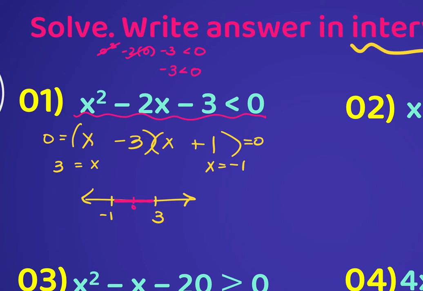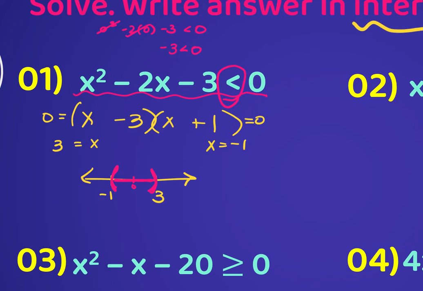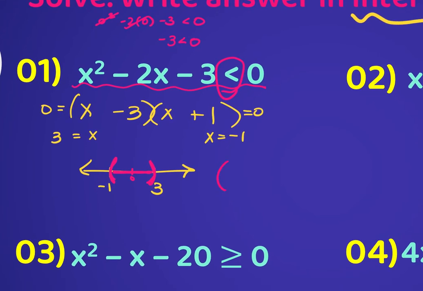And do I put a parentheses or a bracket on those points? A parentheses because this is not or equal to. So my parentheses point in. I'd get from -1 to 3, and my interval notation would be -1 to 3 with a parentheses on either side.